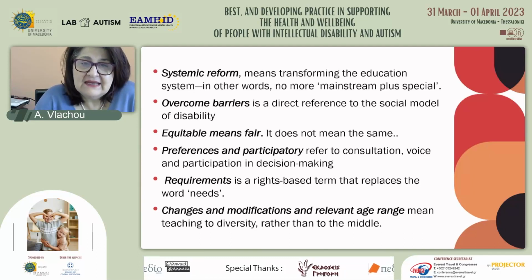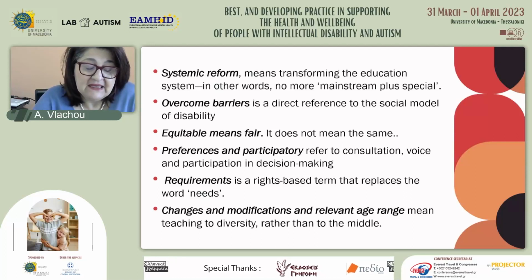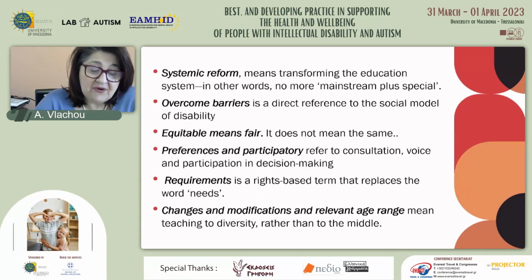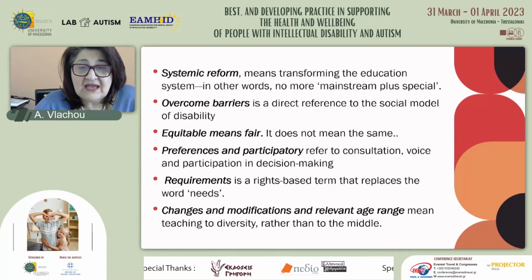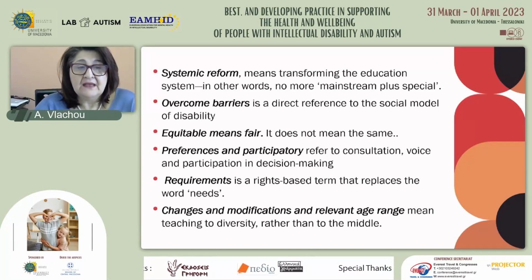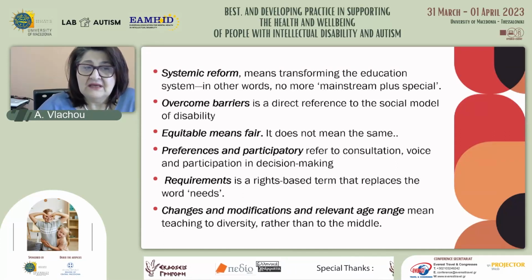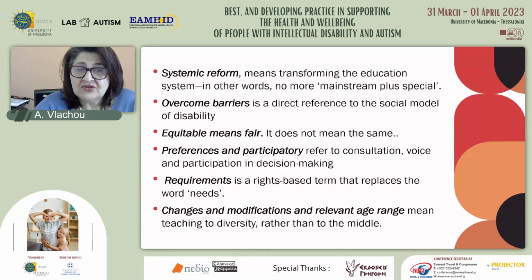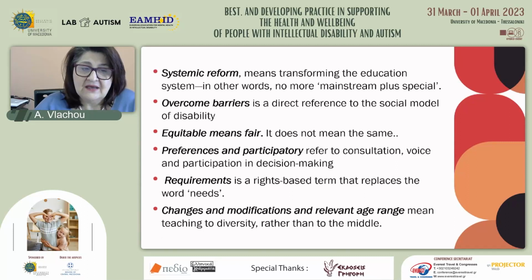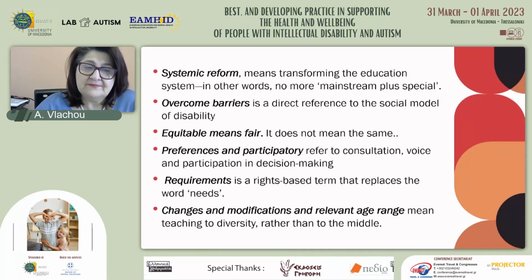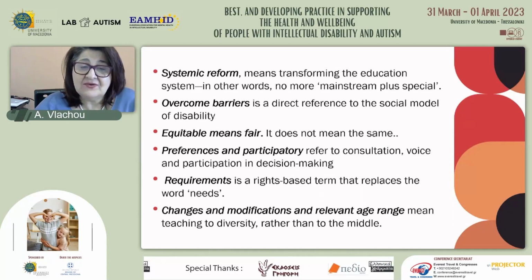Overcome barriers is a direct reference to the social model of disability, in which disability is conceptualized as an outcome of the interaction between a person with an impairment and the way a societal organization such as education responds to persons with impairments. Equitable does not mean the same. Equitable means fair. Preferences and participatory refer to consultation, voice, and participation in decision-making. Requirements instead of needs is a rights-based term that replaces the word needs. Changes and modifications and relevant age range mean teaching to diversity rather than to the middle.